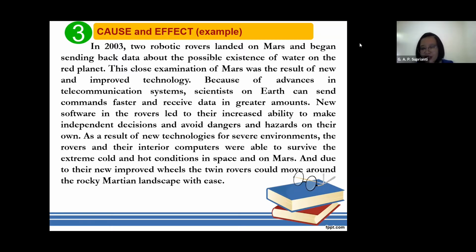sentence? I need to listen to Cynthia. Cynthia. As a result of new technologies. Sorry, which one? As a result of new technologies. Okay, as a result of new technology. Yes, that's another signal words. But before that, would you like to find out?